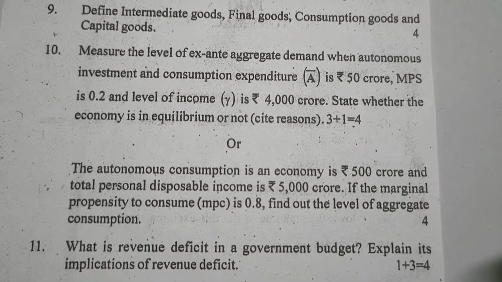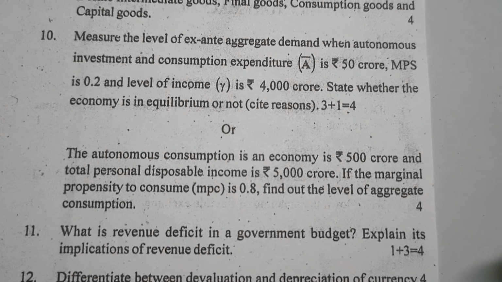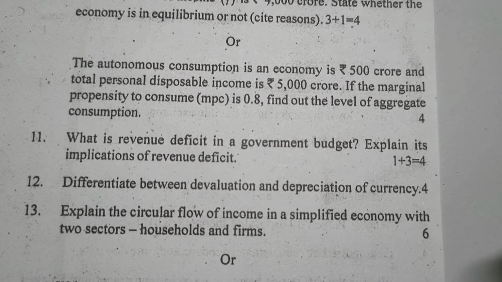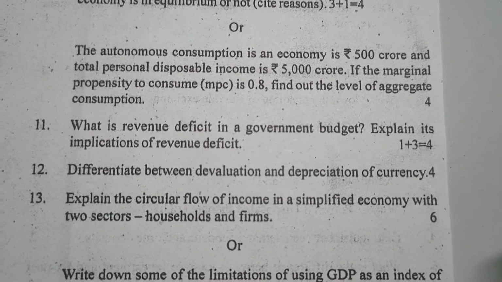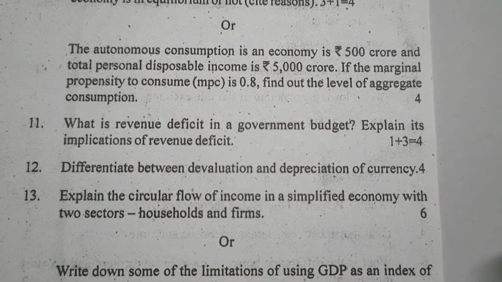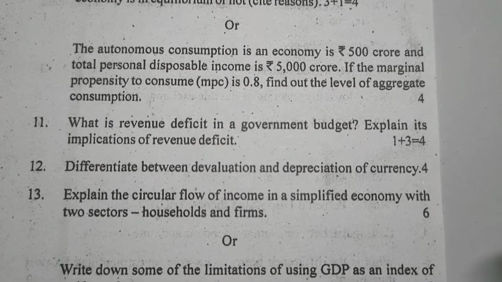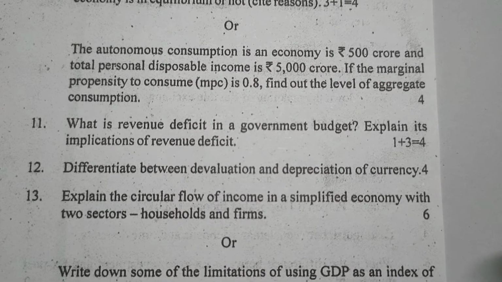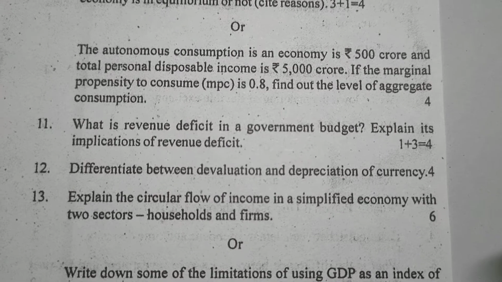State whether the economy is in equilibrium or not. Or, the autonomous consumption in an economy is rupees 500 crore and total personal disposable income is 5,000 crore. If the marginal propensity to consume is 0.8, find the level of aggregate consumption.